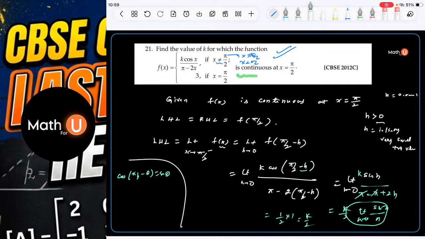Then we know that if these three quantities are equal, the left hand limit and the functional value are also equal. Then k by 2 is equal to the functional value given, 3. So k is equal to 3 into 2, which is 6. Cross multiply to this side, we get k is equal to 6.